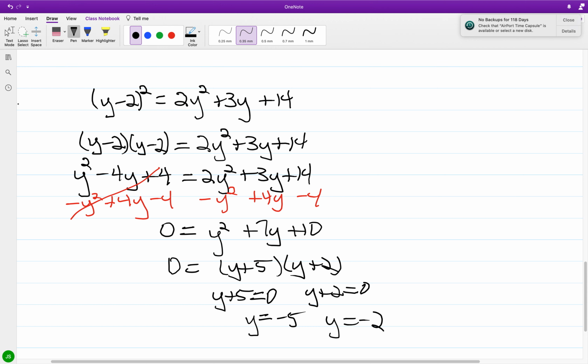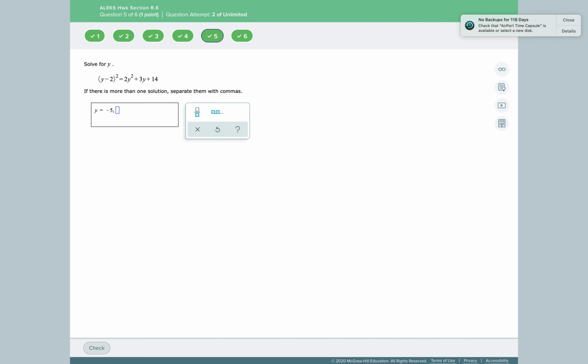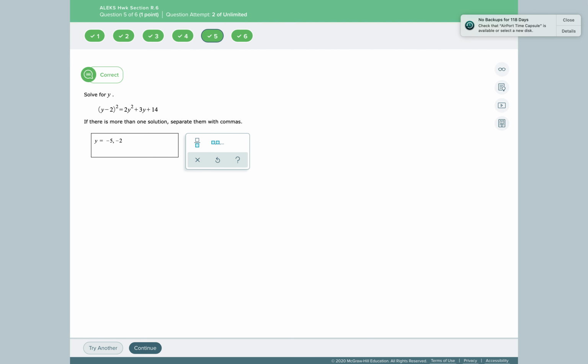And checking the results, yeah, so we have negative 5 and negative 2. And checking, that is correct.